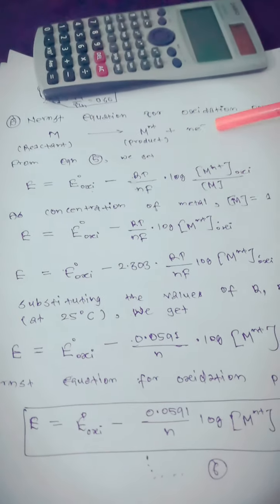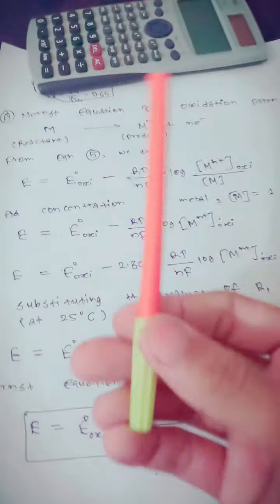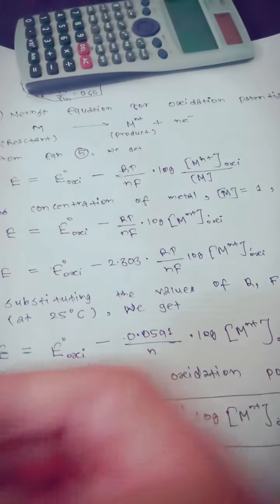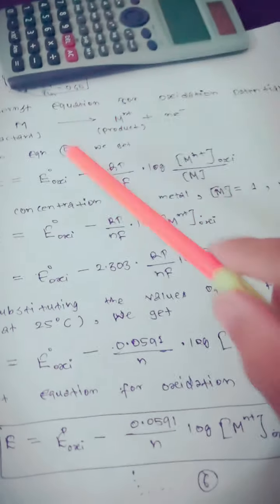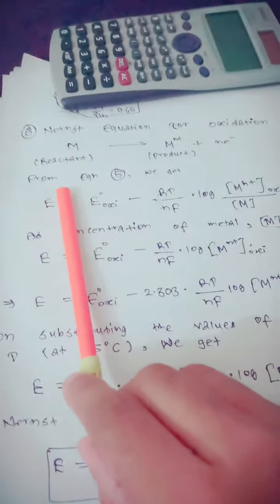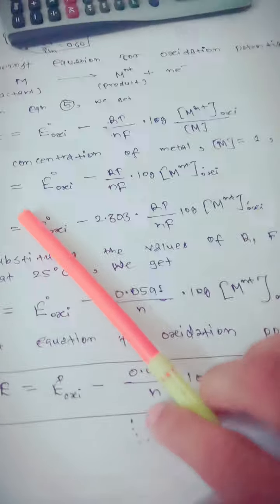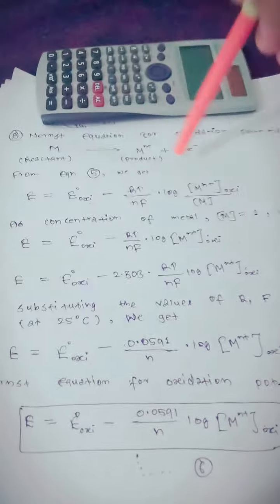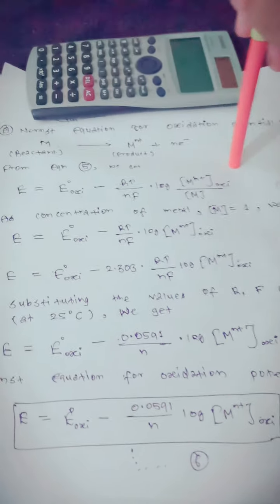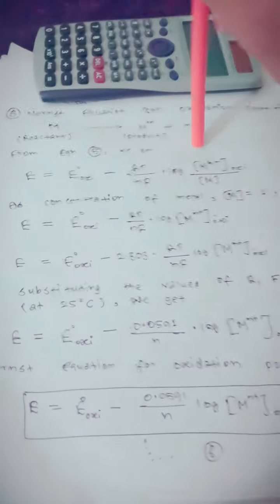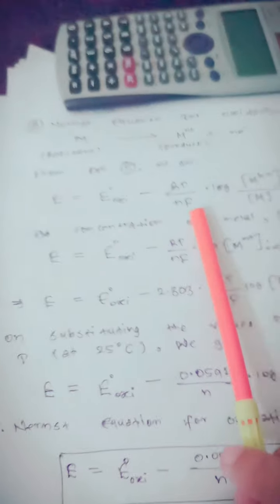In oxidation potential, the reactant will be on the left hand side, and the product will go to the right hand side. So this is simply the reactant, and this is the product on the right hand side. But in reduction potential, what happens is just the opposite of oxidation potential. The product will go to the left hand side, and the reactant will come to the right hand side.